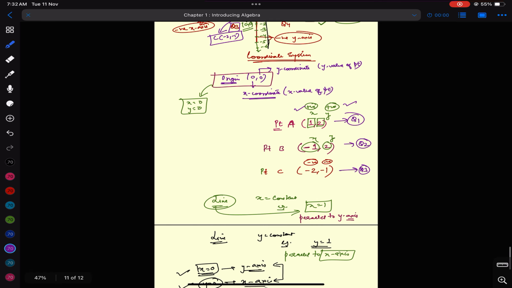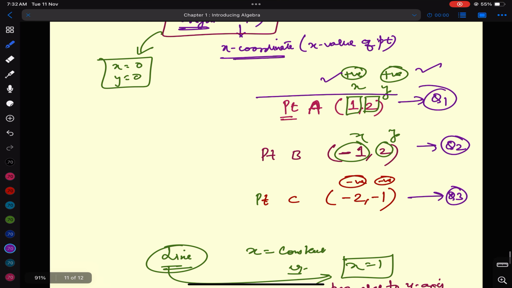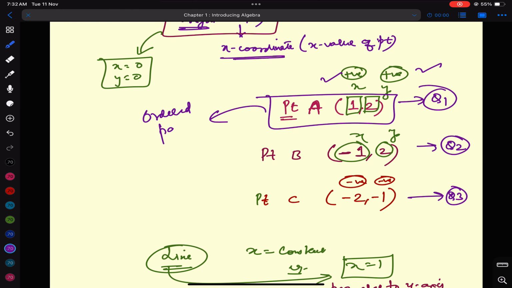Before that, I've just made it clear to you. I'll also write it on the screen. What was an ordered pair in the last lesson? An ordered pair is the way we have represented the different points A, B and C. When a point is represented in the form of x and y, that is what an ordered pair is. I hope that's clear and there should be no doubt regarding this.